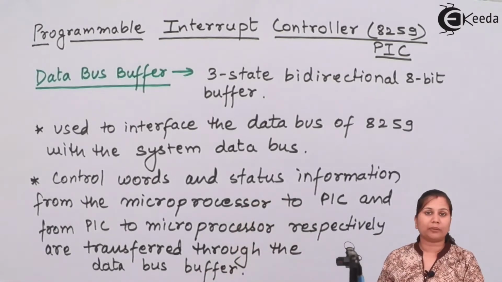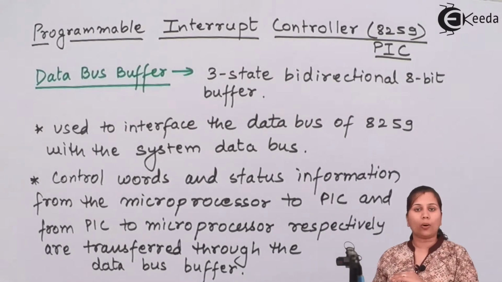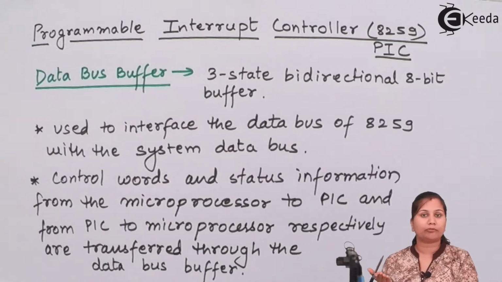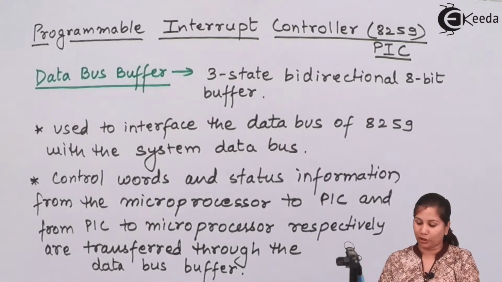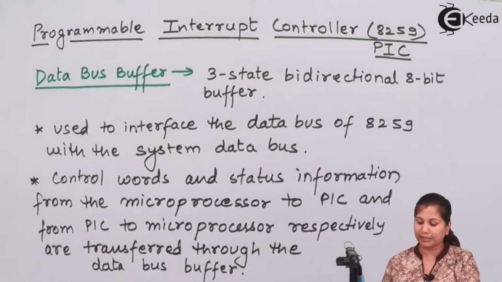And status information means the information about the interrupts, like masking information, pending information about the interrupts, and the interrupts which are currently executed by the microprocessor. So all the information regarding the interrupts is transferred from the programmable interrupt controller to the microprocessor. So any type of data transfer between the 8259 and the microprocessor takes place through this data bus buffer.